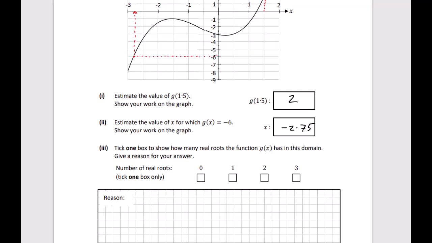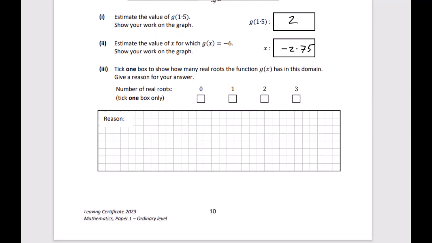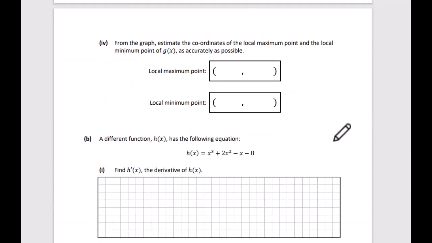Tick one box to show how many real roots the function g of x has in this domain. Give a reason for your answer. Well, we can see here that the graph cuts the x-axis only in one place. That means it only has one real root, and that root is here at about 1.25. So we're going to say that it has one real root. The reason is the graph cuts the x-axis only once. That's it. That's that part.